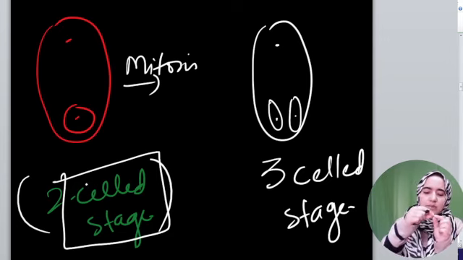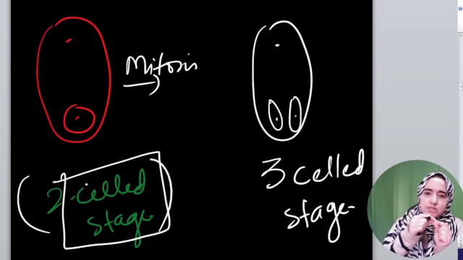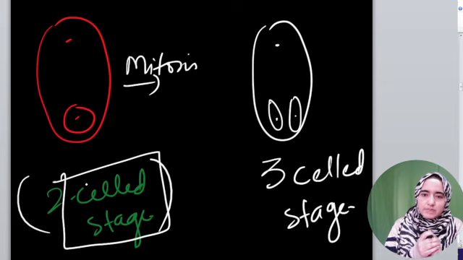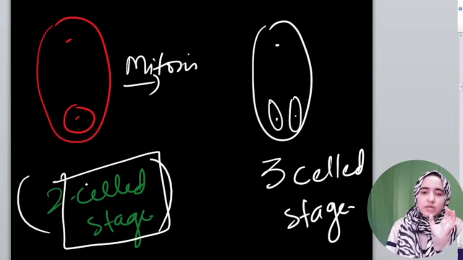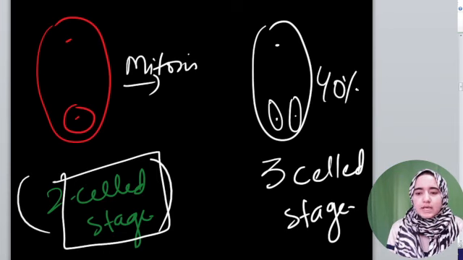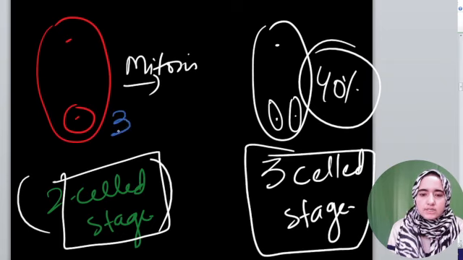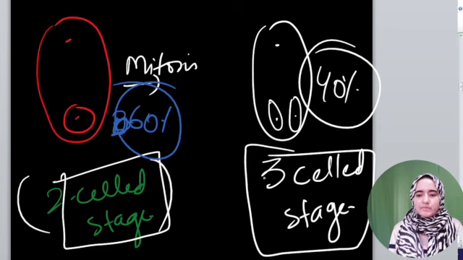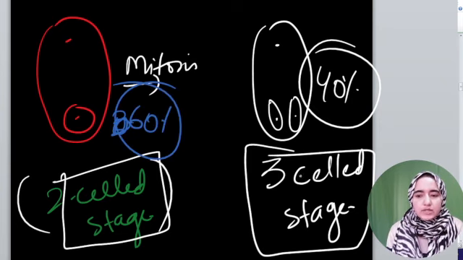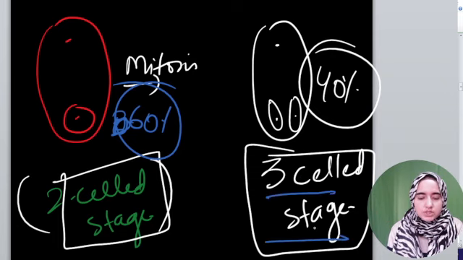Once they come in contact with stigma, the generative cell will undergo mitosis and get converted into two male gametes. Until then, it is only a generative cell. It doesn't get converted into male gametes. But what happens in 40% of angiosperms? The pollen grain gets released at the three-cell stage. Two-cell stage occurs in 60% of angiosperms, and this 40% of angiosperms will undergo three-cell stage.